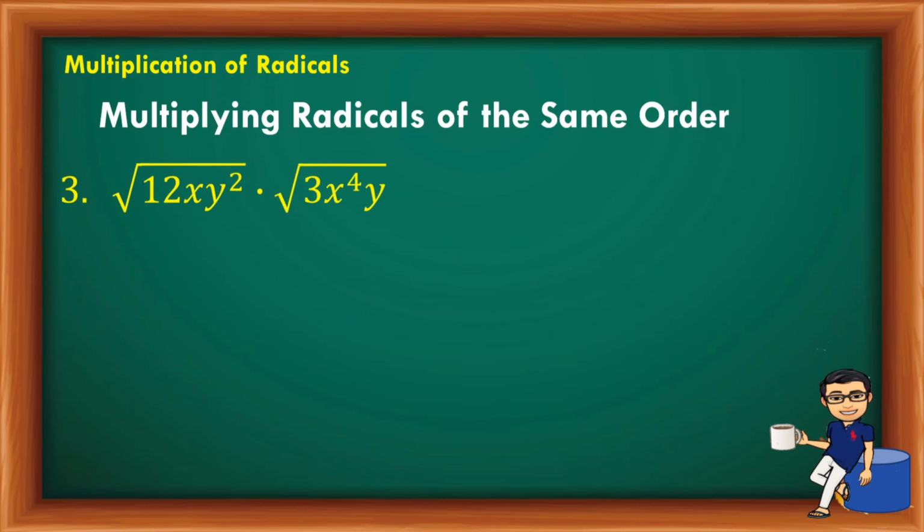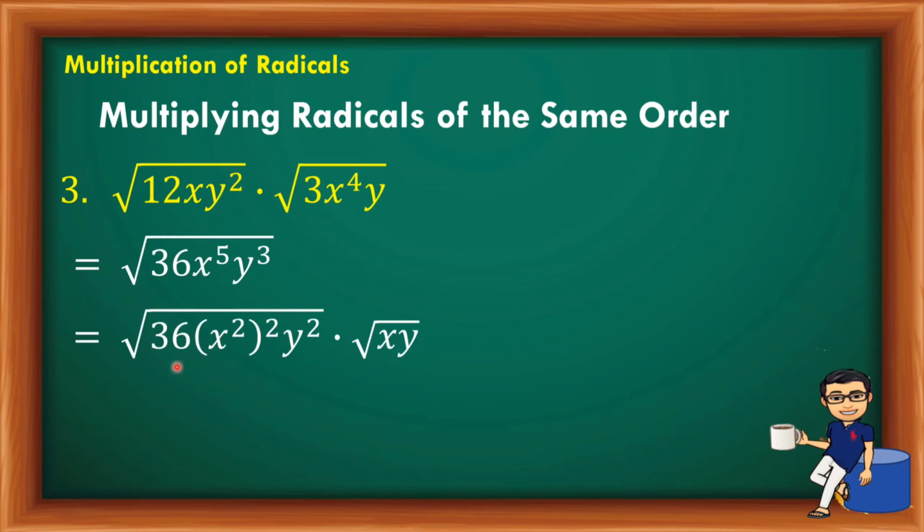Let's have the third example. Same order pa rin tayo. Square root ulit. Square root of 12xy squared times 3x to the fourth y. Same process tayo. 12 times 3, lagay muna natin, that's 36. Then, x times x to the fourth is x to the fifth, y squared times y is y to the third. So, simplify natin by getting the factor.